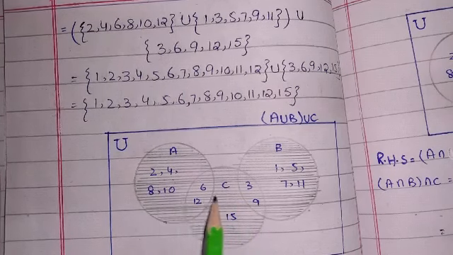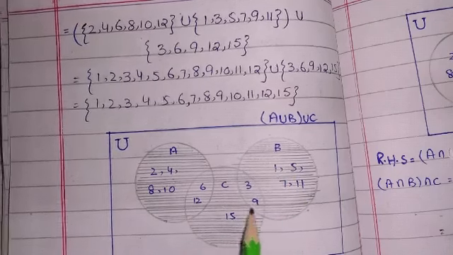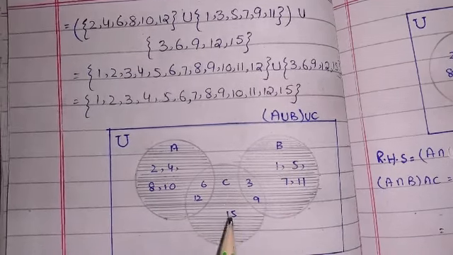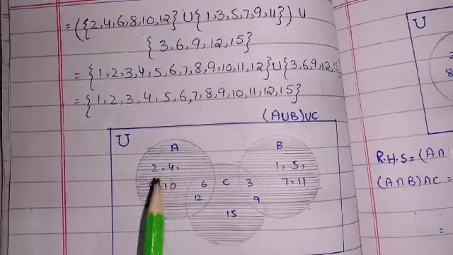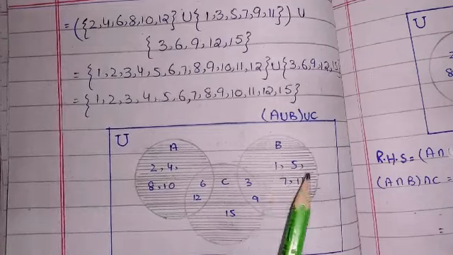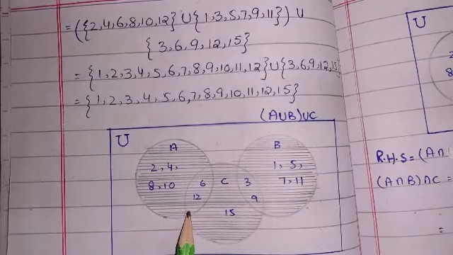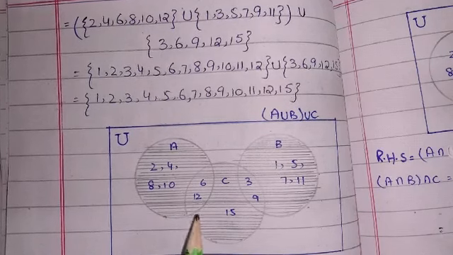In the overlapping area of A and C we will write 6, 12, and in the overlapping area of B and C we will write 3, 9, and in set C we will write 15. In A we will write 2, 4, 8, 10, and in B we will write 1, 5, 7, 11, and this shading shows that all elements are included in the union.